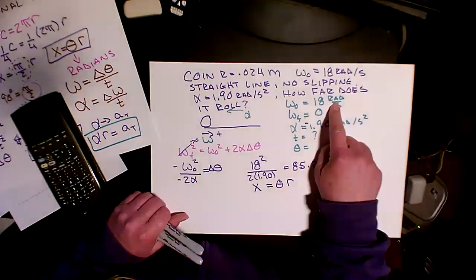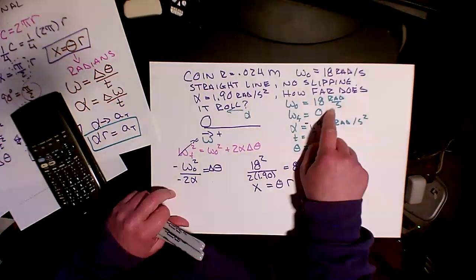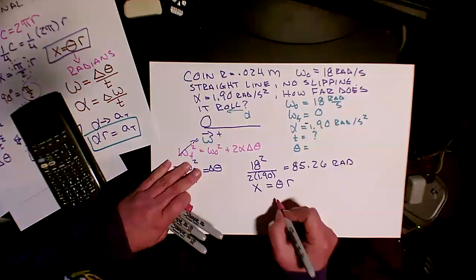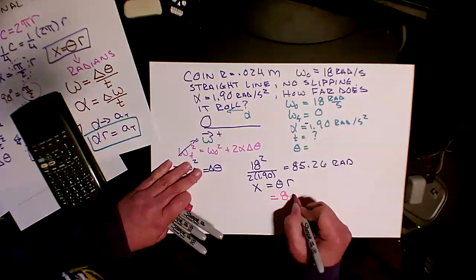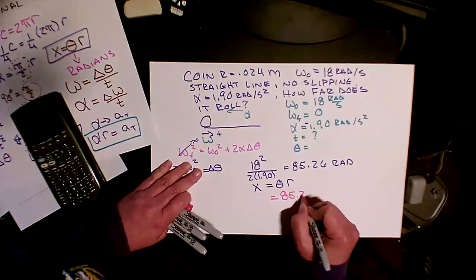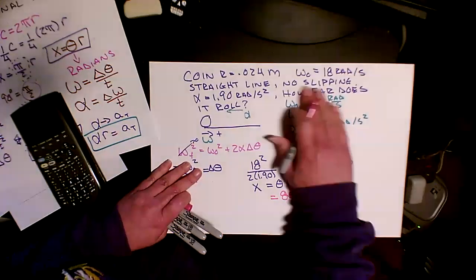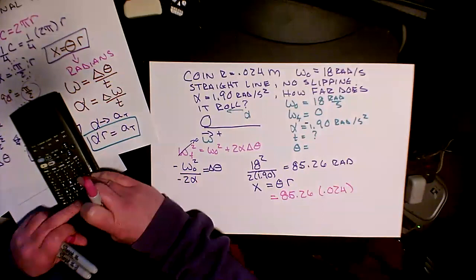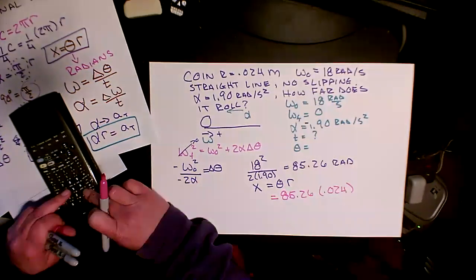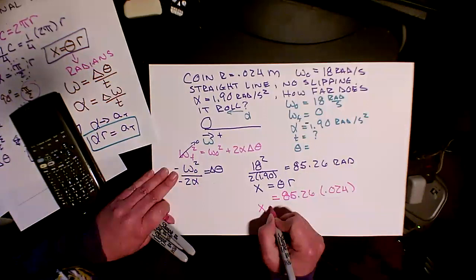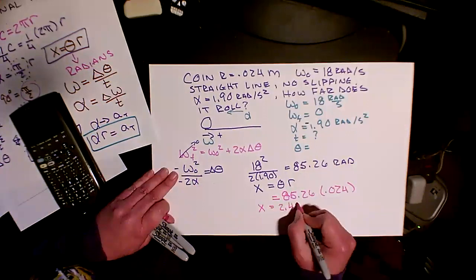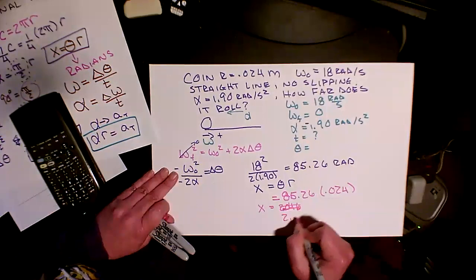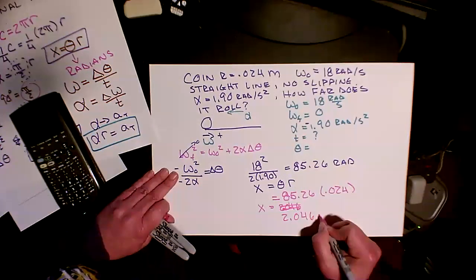So let's just remind ourselves that this has the 2 pi built into it, so I don't need to worry about that. So my theta times r then, so I have x equals 85.26 times the radius, so 0.024. So that final answer times 0.024 tells me that this thing went 2.046 meters.